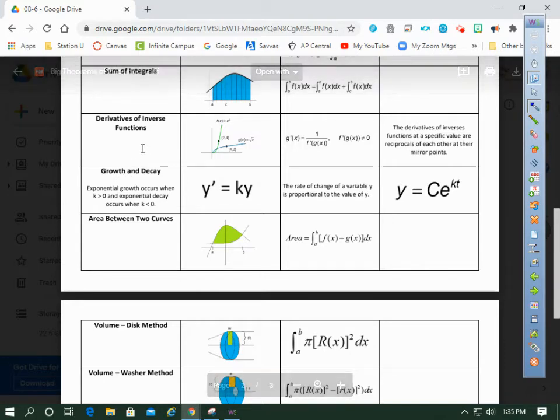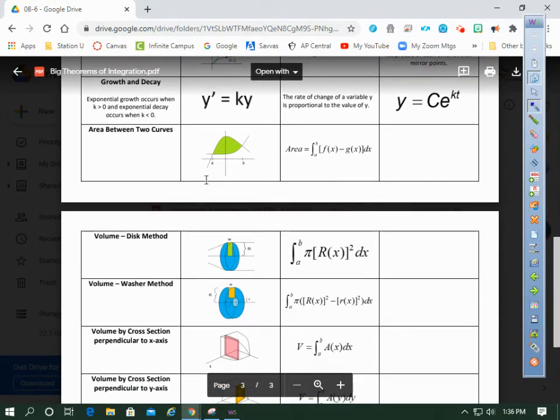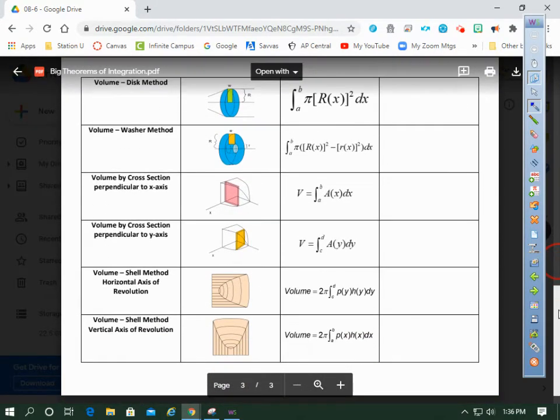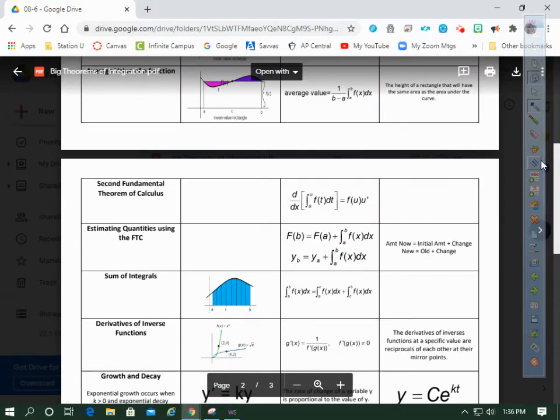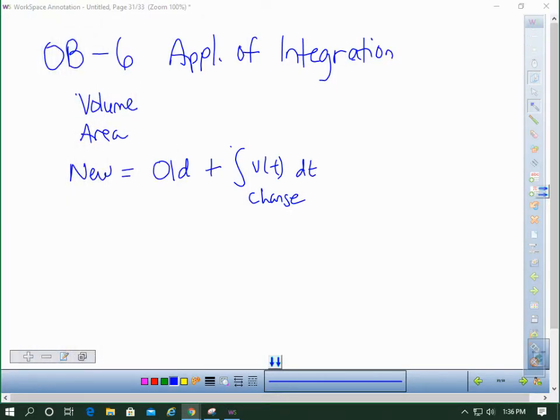Then we've got these two things that I'm going to review in just a second, if you remember the concepts for inverse functions and growth and decay. And then all of this was the new stuff you learned: area between two curves, and then all your disk, washer, cross sections, and shell. All right, so that's all applications of integration. We've done a lot of that already. I'm going to hit some of the highlights, but you've got this sheet. Maybe you can print it off if you've got a printer. If not, at least get a picture of it to study, because those are all of our big theorems.